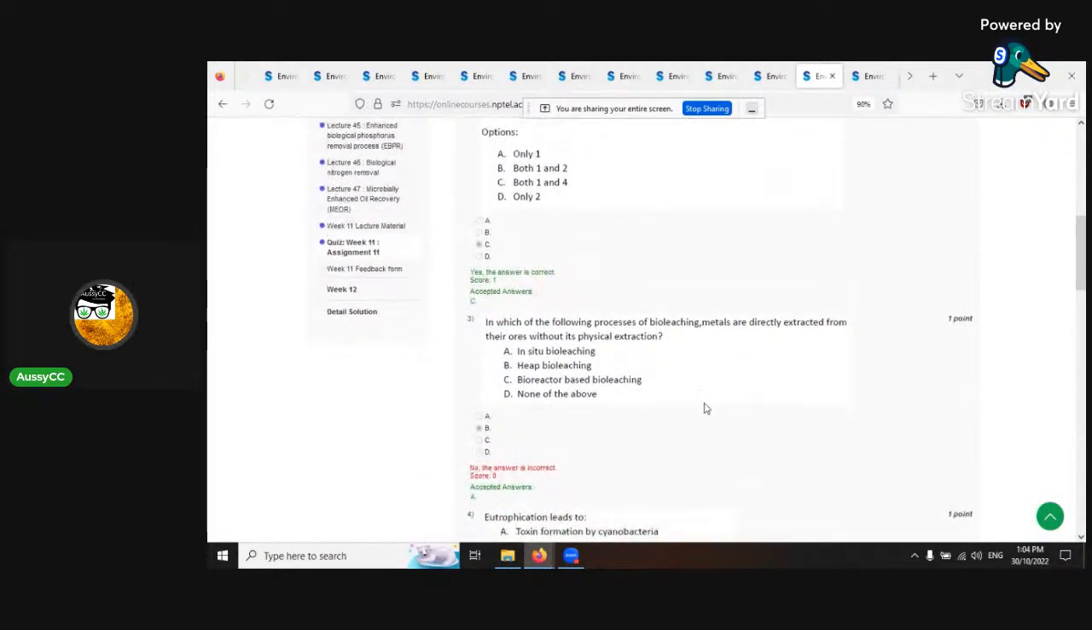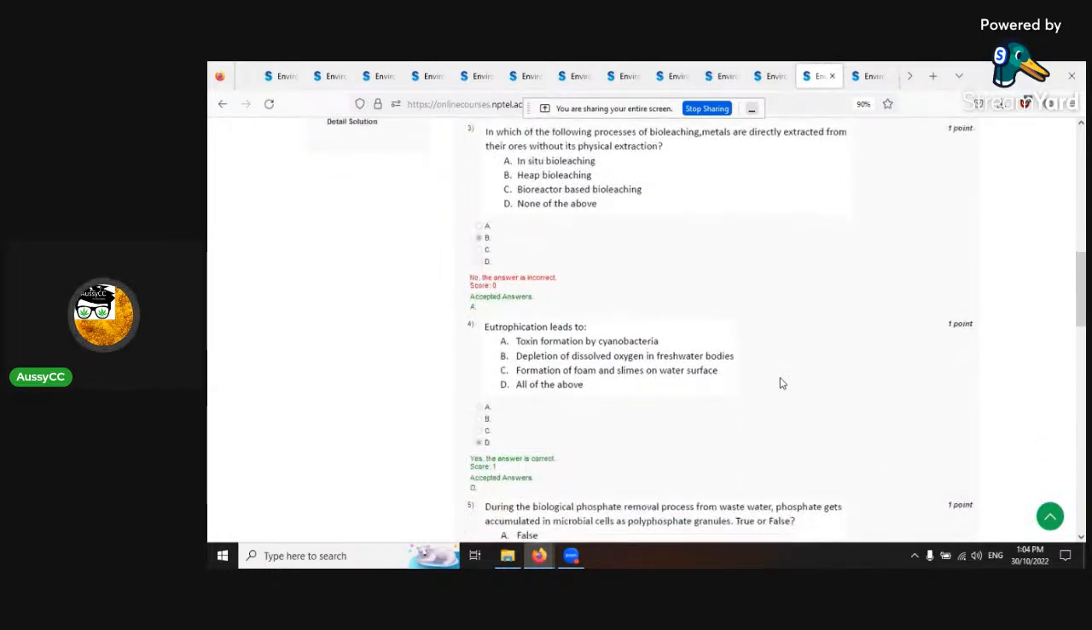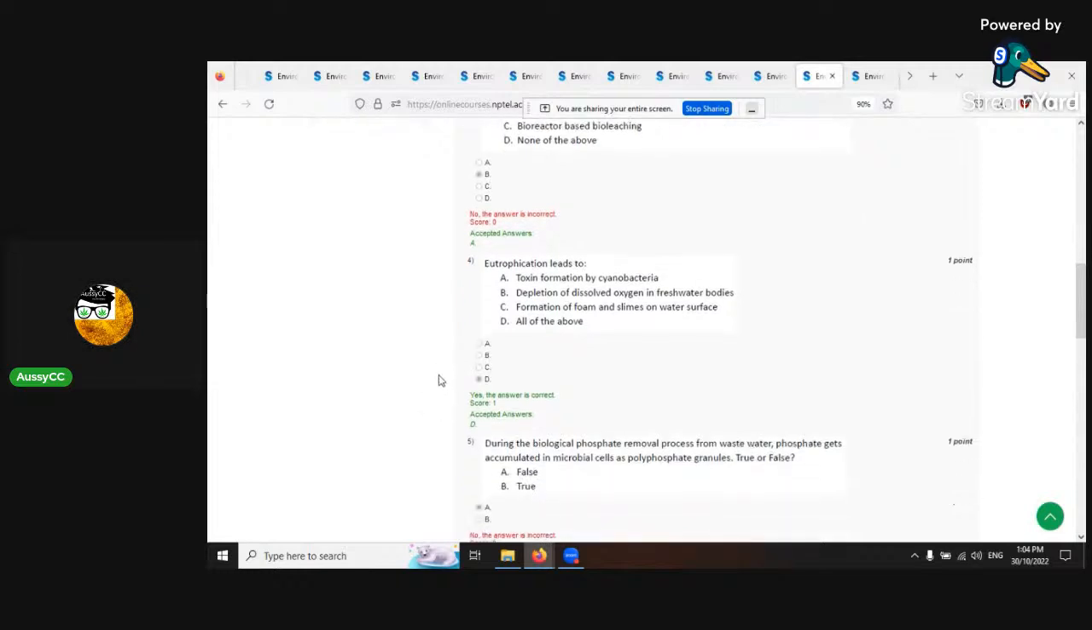Good. Eutrophication leads to, yes, depletion, yes, formation of foams, and yes. A. So excess chemicals, that's what it causes. If you have excess fertilizer, when you don't use it, it runs into streams and it does all this. So this is the whole purpose of changing things.